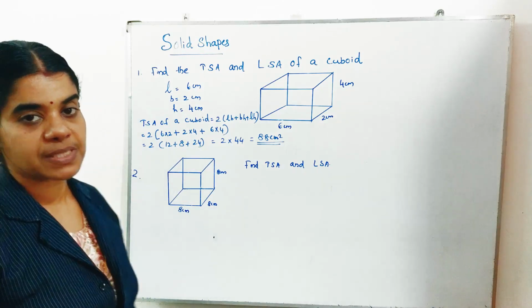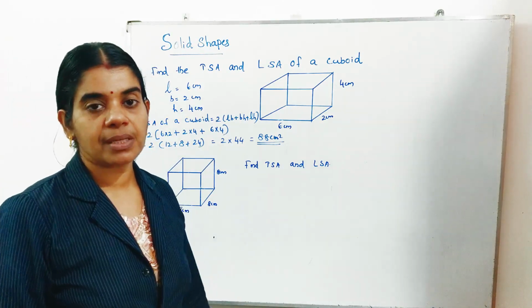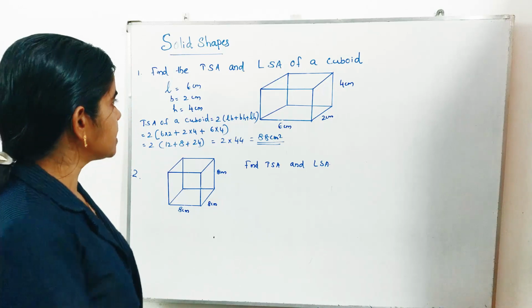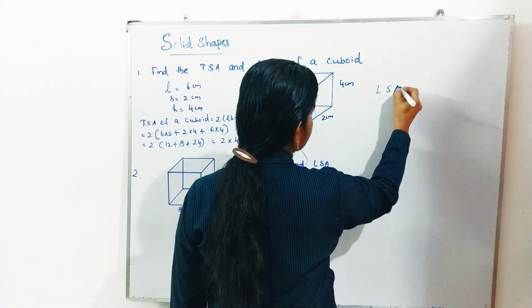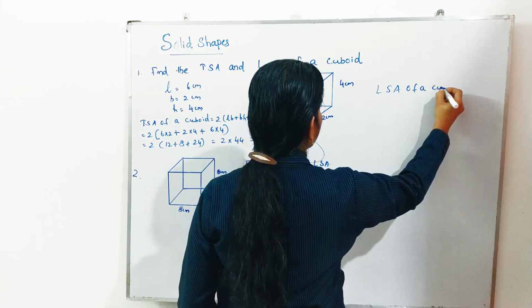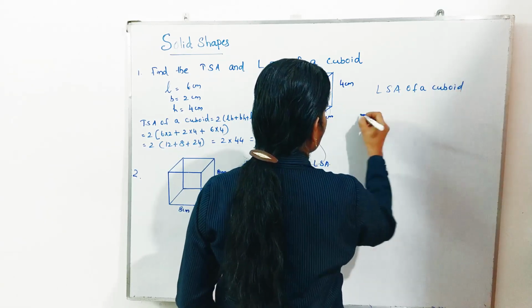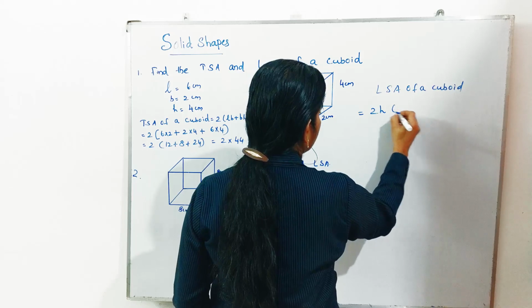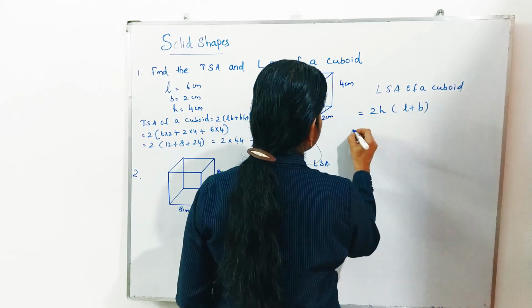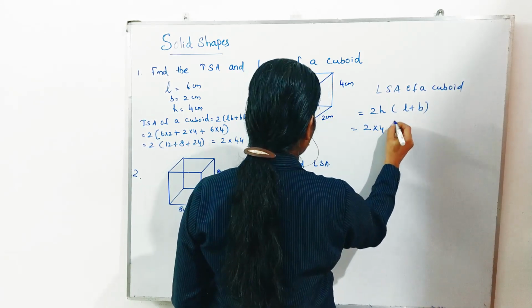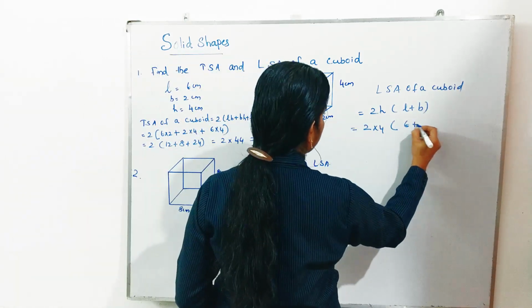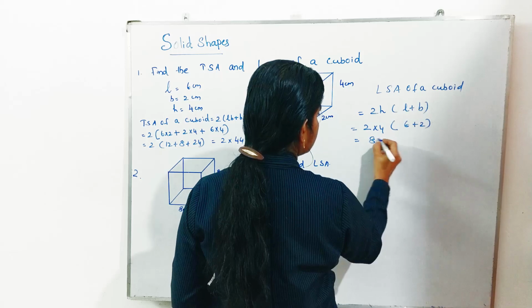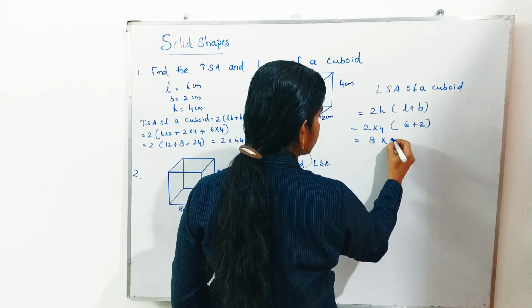Area normally we represent in square centimeter or square meter. Next they asked LSA, lateral surface area. LSA of a cuboid is equal to 2H into (L plus B), and substitute the values. 2 into 4, 2H into L plus B means 6 plus 2. Then 8 into 8.